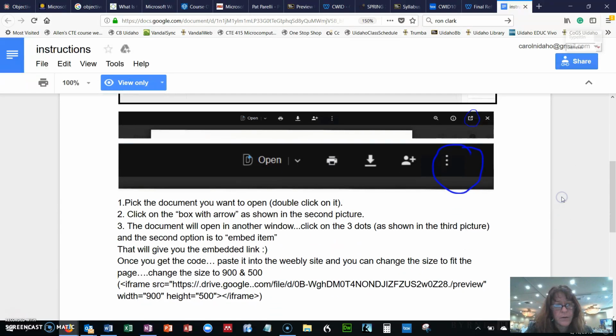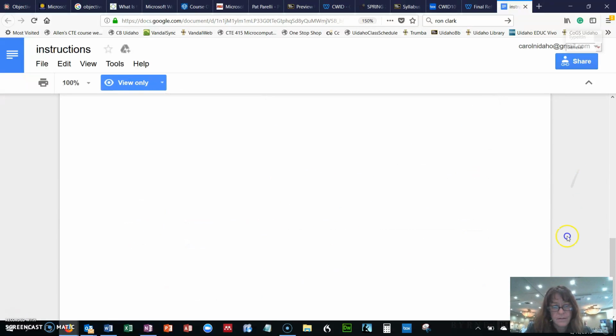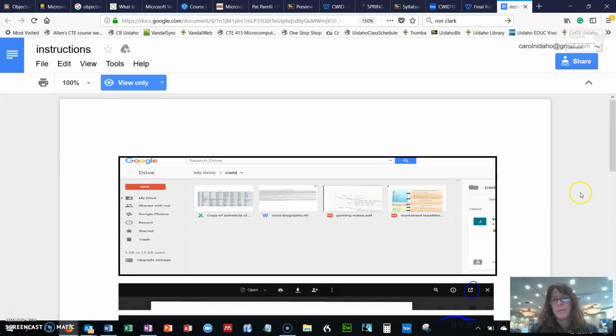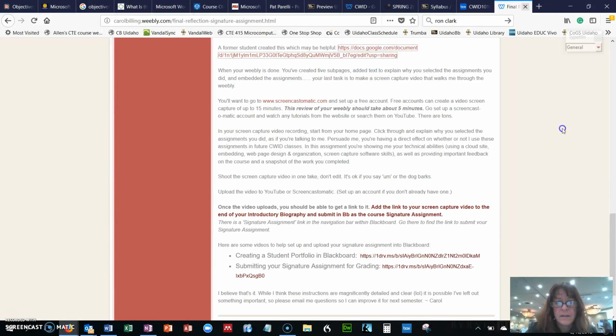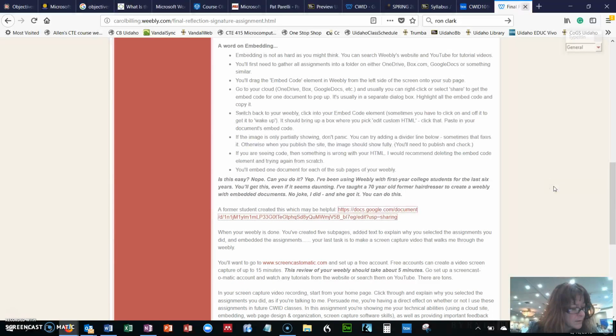Oh, this was about embedding. This is embedding from Google Docs. I wouldn't use Google Drive myself. I would use Box. It's easier. And I think that's what I suggest that you do in these instructions anyway. Okay, so that's your assignment.